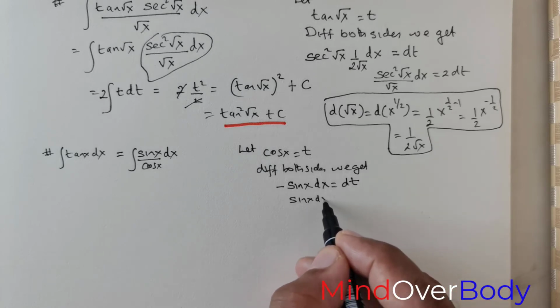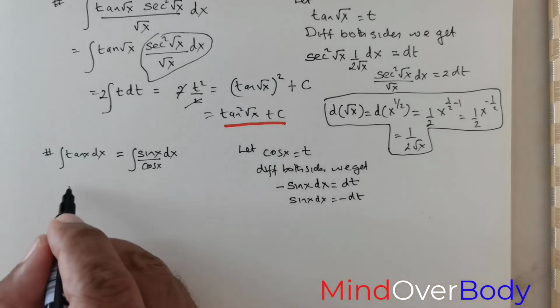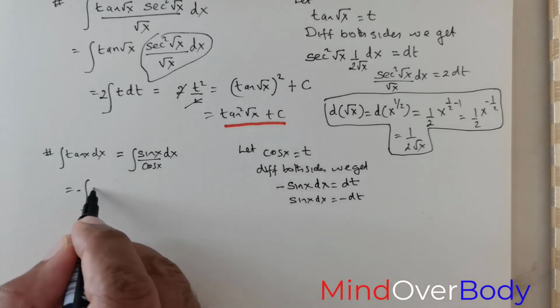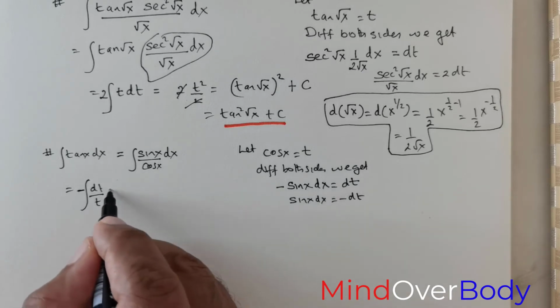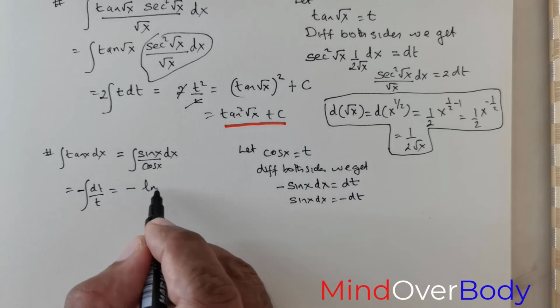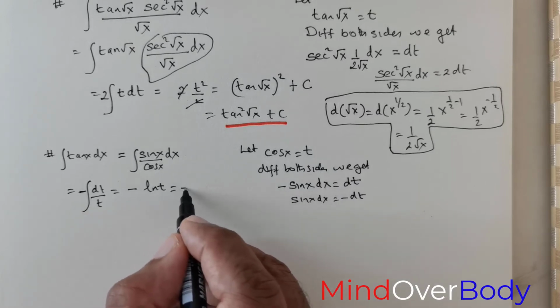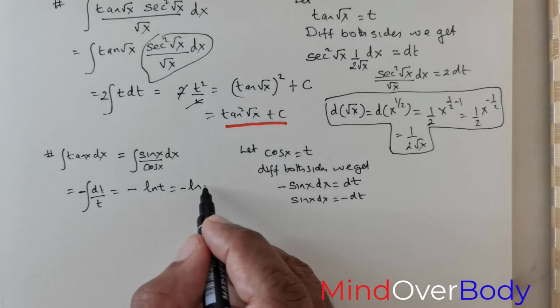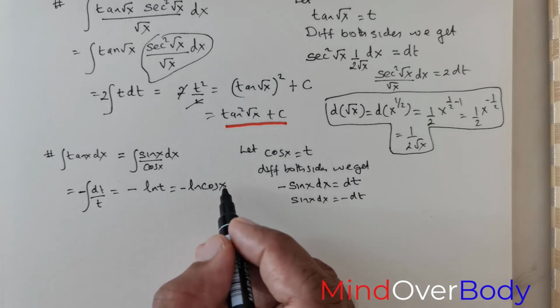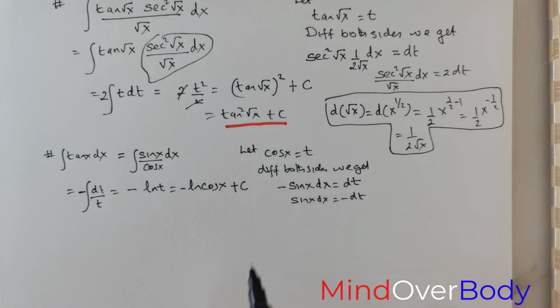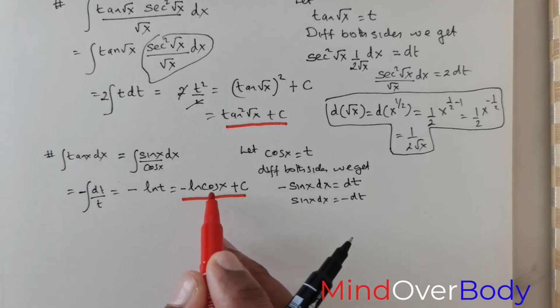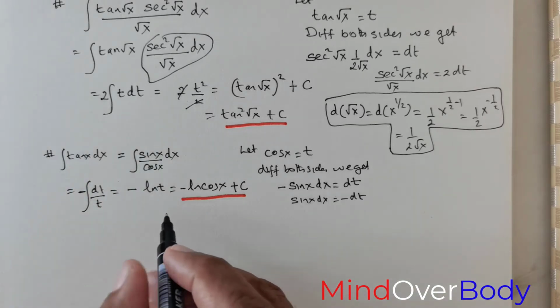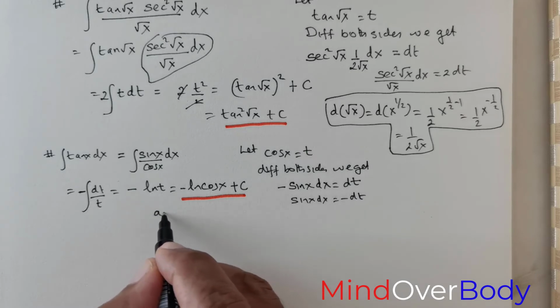So sin x dx is equal to negative dt. So I can rewrite this sin x dx as dt with a negative sign outside, and cos x is t. If I were to integrate this, it is going to give me negative ln t, but my t is cos x, and an arbitrary constant has to be added. Now this is one result which you have to know. So the integral of tan x is negative ln cos x plus c.